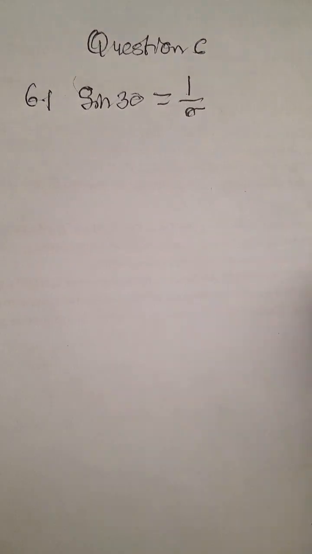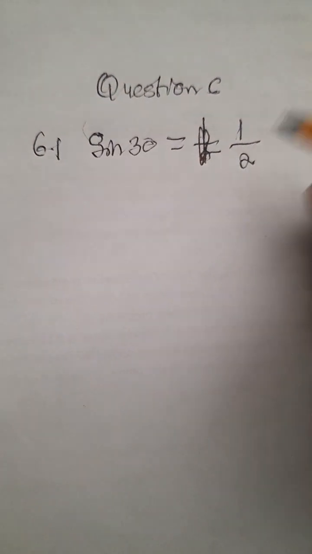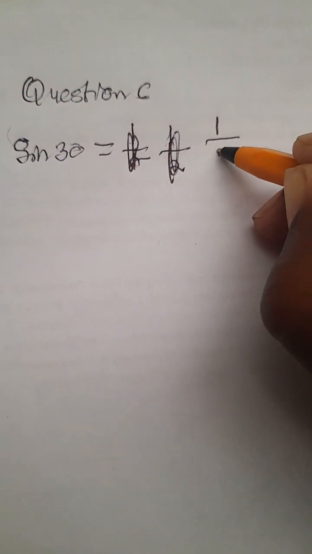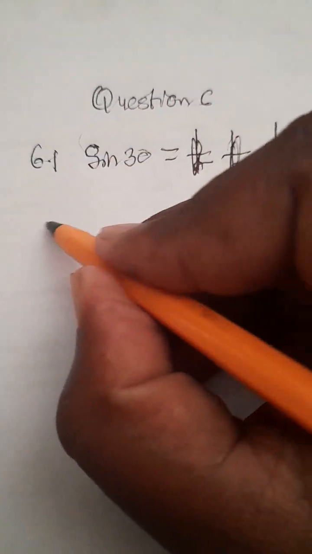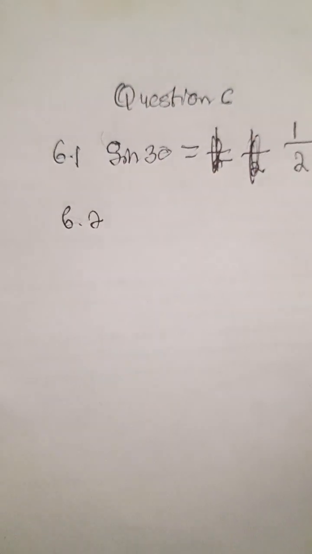So at 6.1, I'm having sine 30, it's half. This is a special angle. In trigonometry, we call that a special angle. So it's half. Let me write it well: 1/2. It's half. I keep writing ugly. That's my handwriting, guys. That's 1/2. I hope now you see it very well. Then let's go to 6.2.